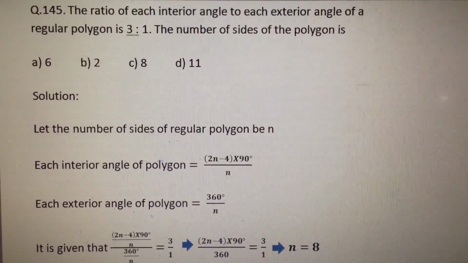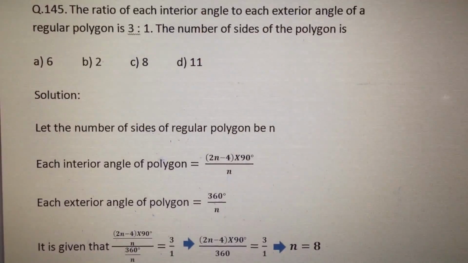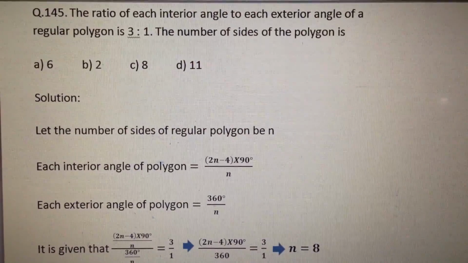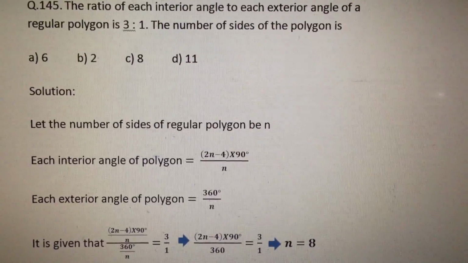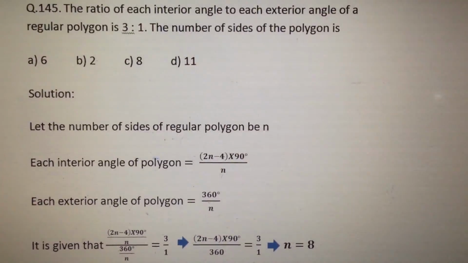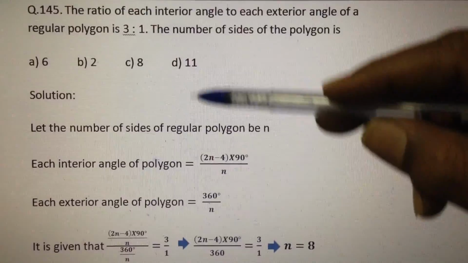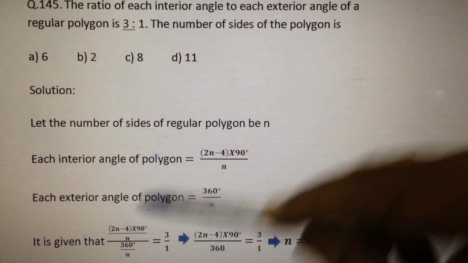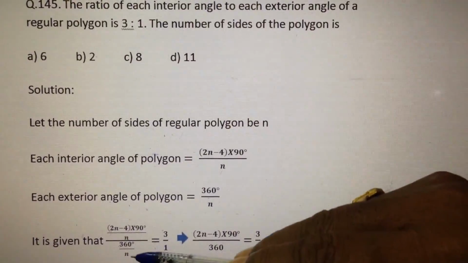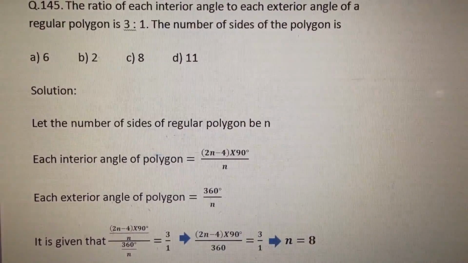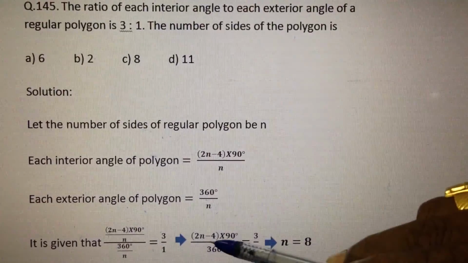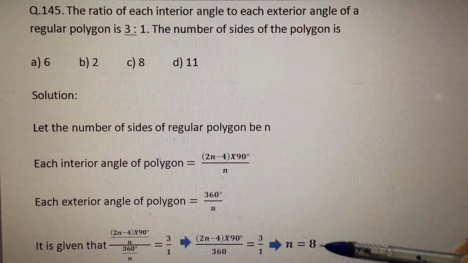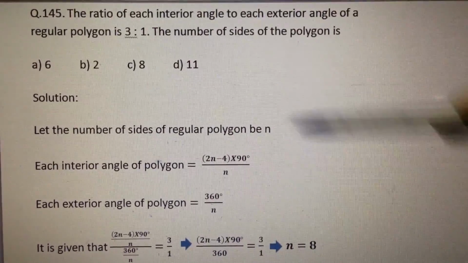We know the formula to find out the interior angle of a polygon, which is 2n minus 4 into 90 by n. And we know the formula to find out the exterior angle, which is 360 by n. And the ratio is given here as 3:1. Therefore, 2n minus 4 into 90 by n by 360 by n is equal to 3 by 1. Therefore, 2n minus 4 into 90 by 360 is equal to 3 by 1 and n is equal to 8. Therefore, our answer is option C.